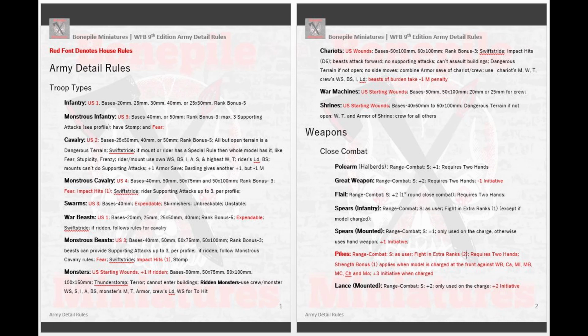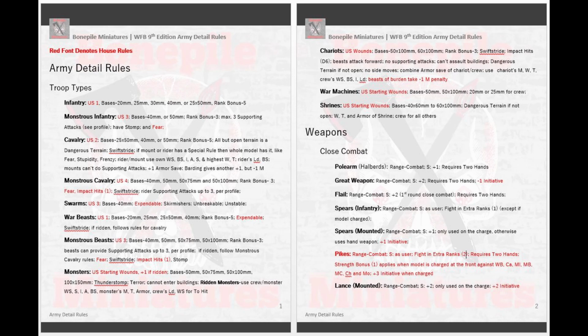The next change shows up under Monstrous Infantry. This troop type now has the Fear rule, regardless of what the profile says in its army book. And I think that makes sense. I picked up that change from the Warhammer Armies Project again. However, I am trying to keep an eye out for troop choices where that does not make sense, but so far, I haven't seen any problems with that. So we are following that rule.